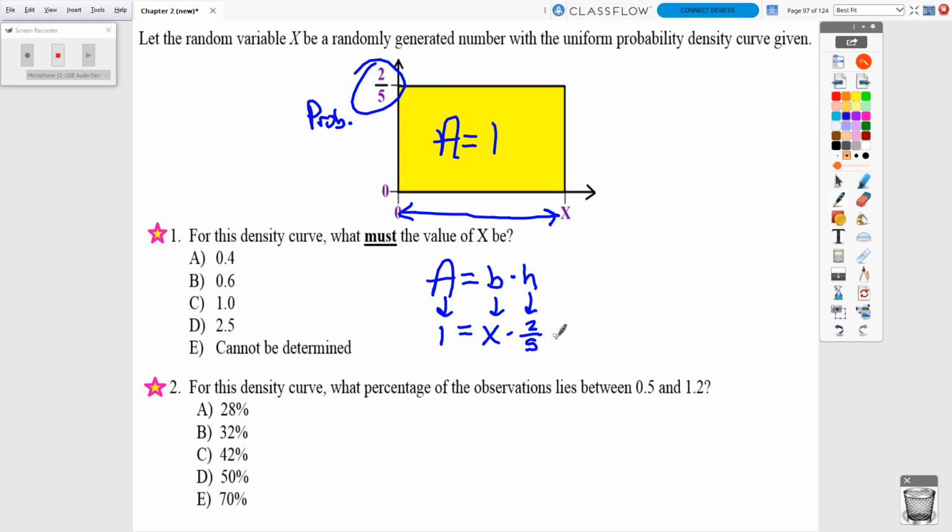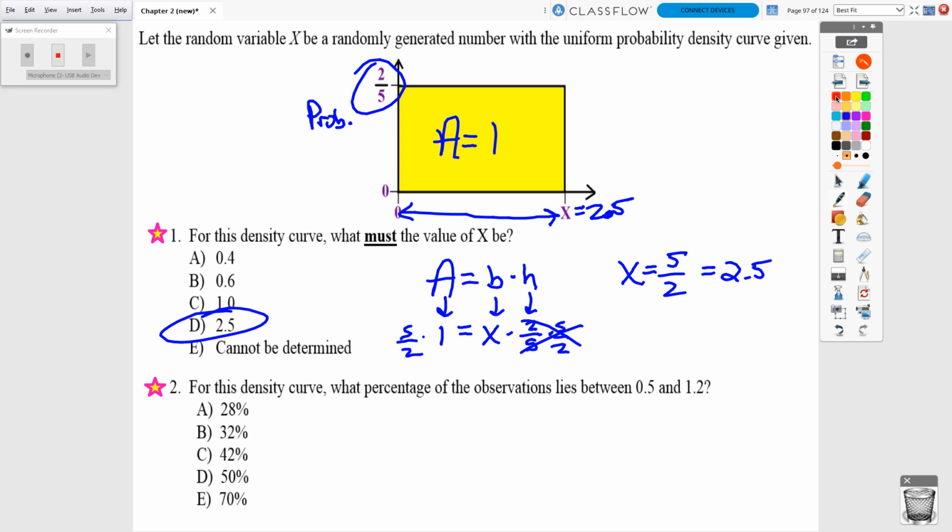Well, we could multiply both sides by the reciprocal of 2/5, which is 5/2. That'll knock out the 2/5. And 1 times 5/2 is 5/2, which has a value of 2.5. So when x is 2.5, then this is an actual legitimate density curve with area of 1.